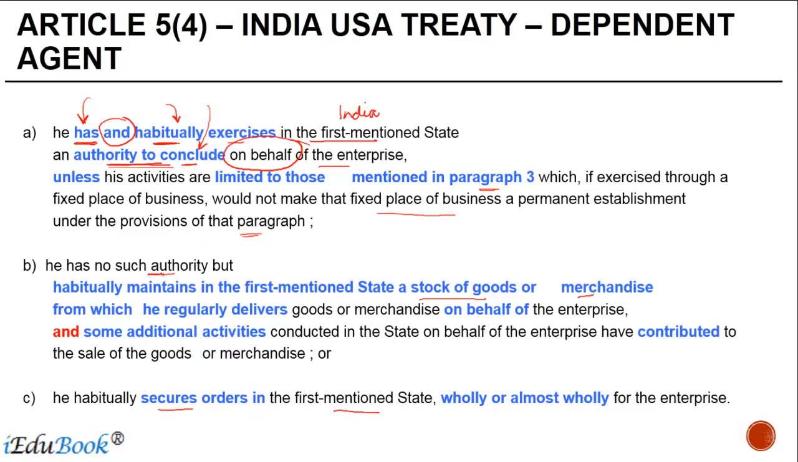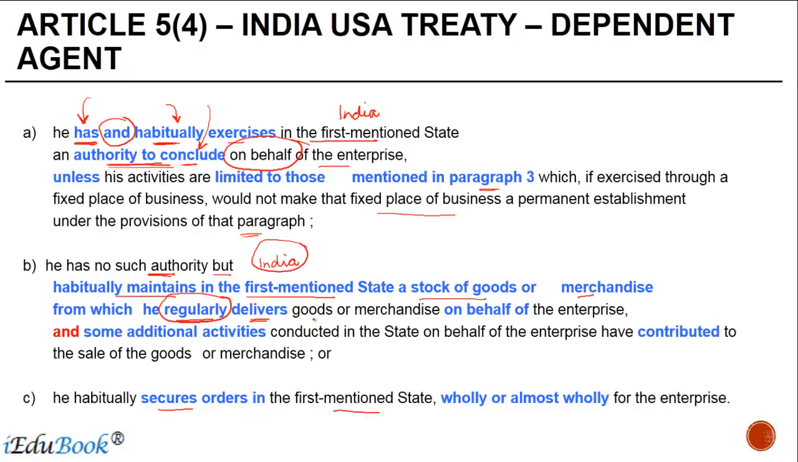He has no such authority, but habitually maintains in the first mentioned state, that is, there's no authority to conclude contracts, but he maintains in India a stock of goods or merchandise from which he regularly delivers. It's not an occasional delivery. If it's an occasional delivery, it would be covered under preparatory or auxiliary activities.